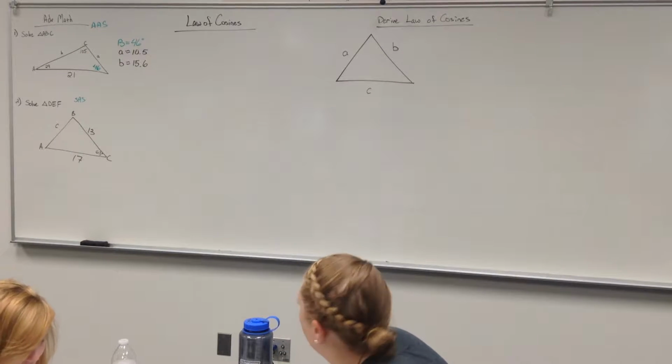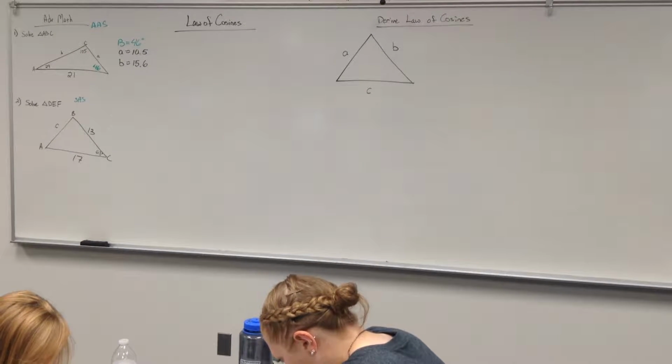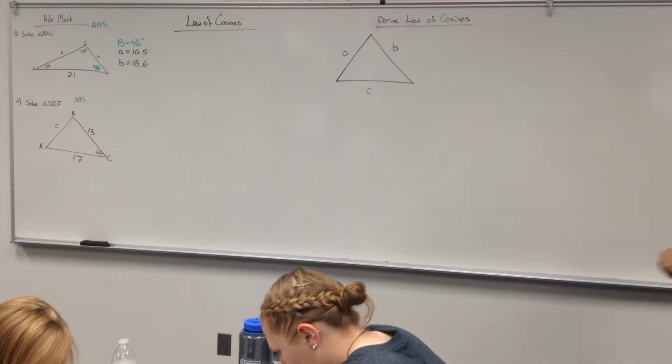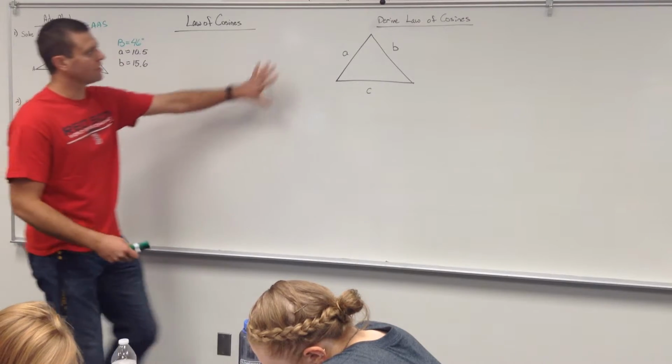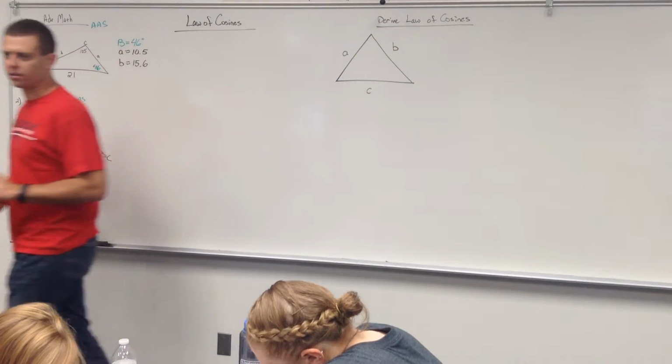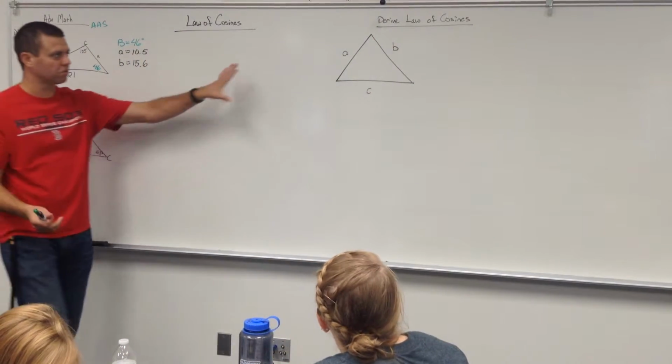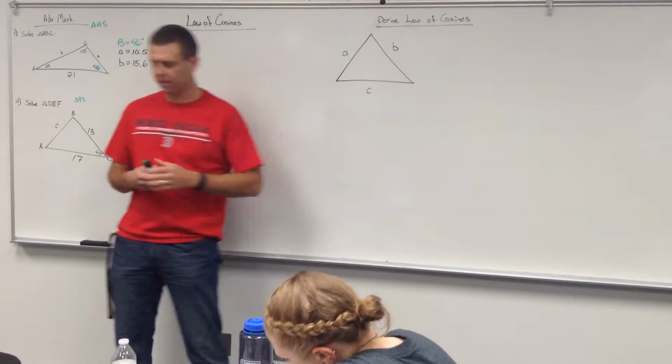Okay, so law of cosines. I want to prove it to you, or go through a geometrical proof, if you will, of why it works. So let's say I got any old triangle here. Okay, not a right triangle. Just any old triangle. The side lengths are A, B, and C.